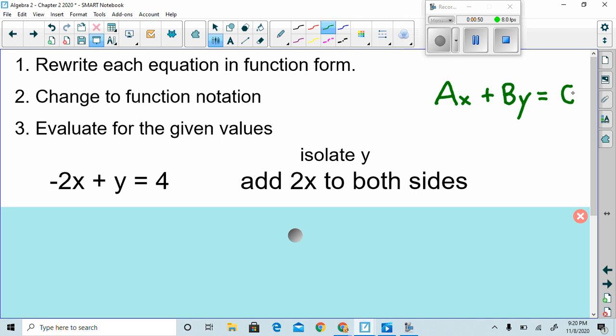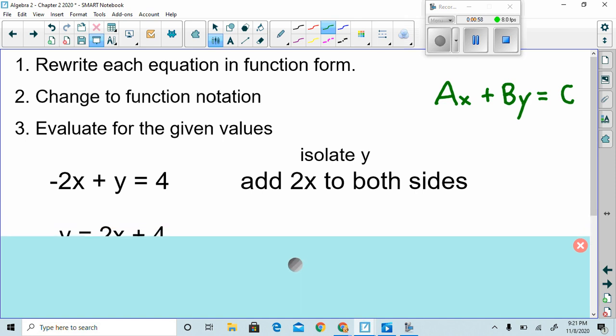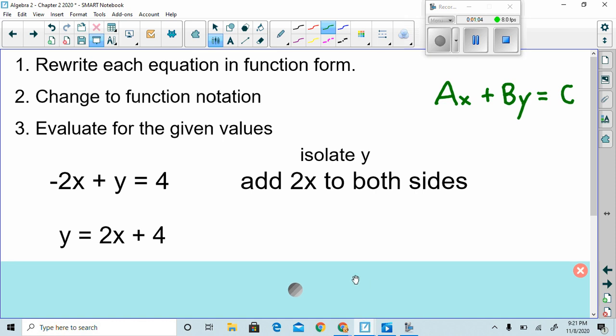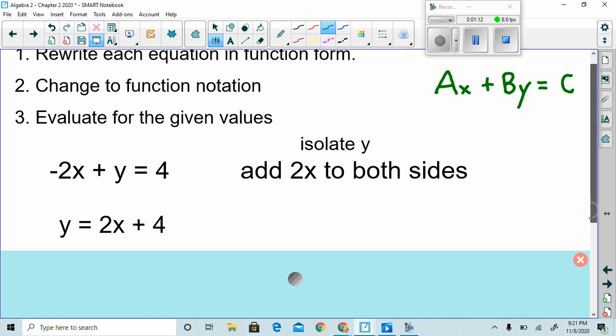If we're putting it in function form, we want to be able to isolate y. How do we go about doing that in this problem? We add 2x to both sides. By moving that over to the other side, we now have something in function form. Y is equal to 2x plus 4. Function form simply means that we're isolating one variable on one side.